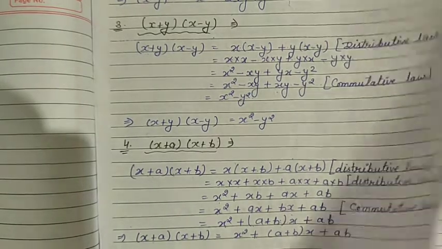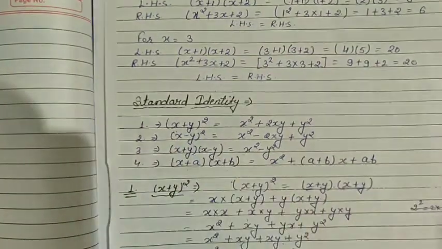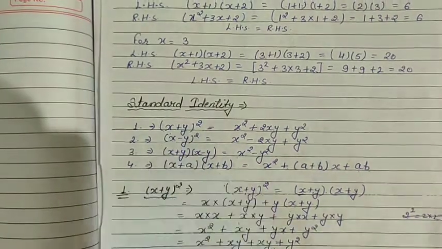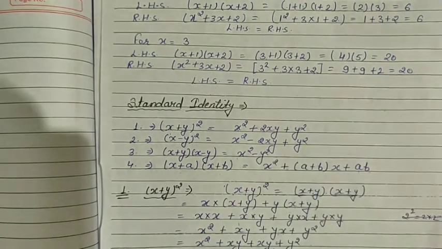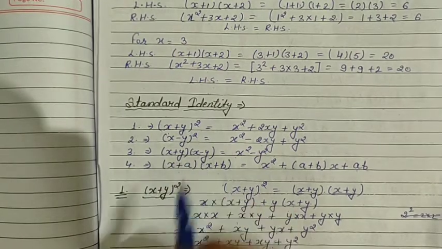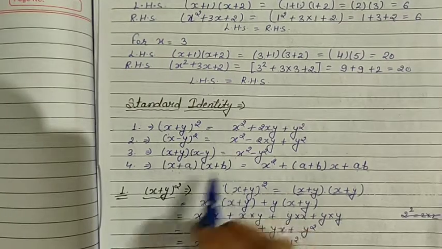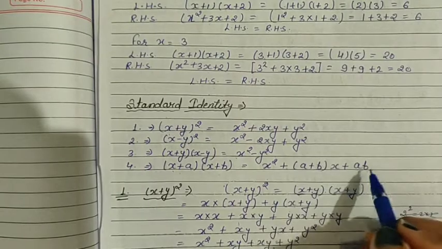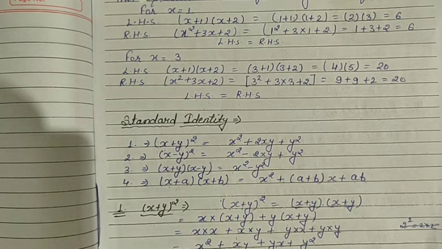So students, today you have to learn these four identities. Whole square of x plus y is equal to x square plus 2xy plus y square. Whole square of x minus y is equal to x square minus 2xy plus y square. And x plus y into x minus y is equal to x square minus y square. And x plus a into x plus b is equal to x square plus a plus b into x plus ab. And in our next video, we will do some questions that will be based on these algebraic identities.